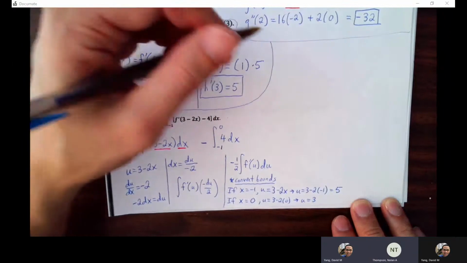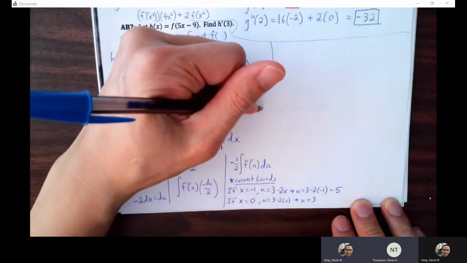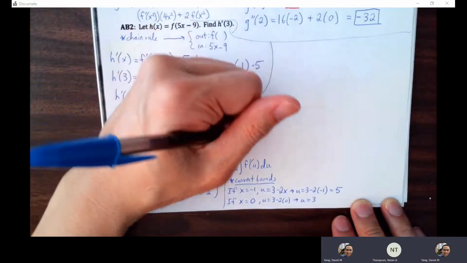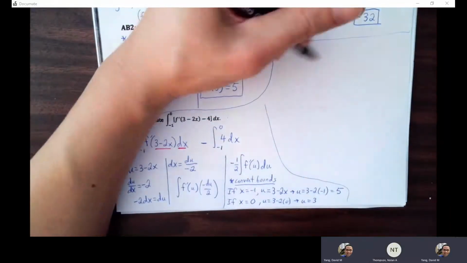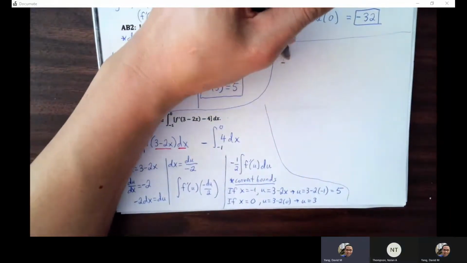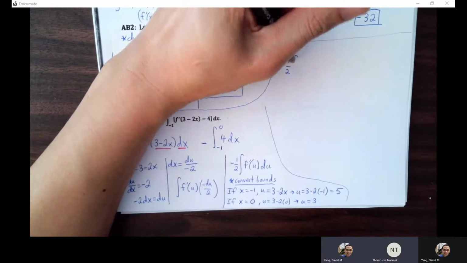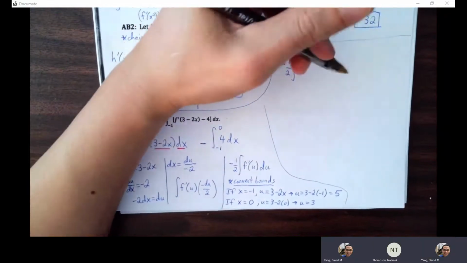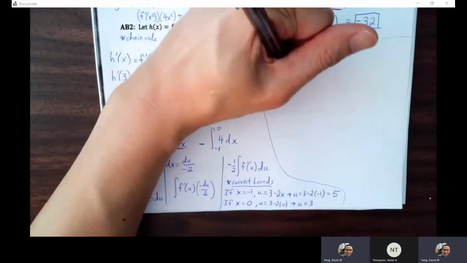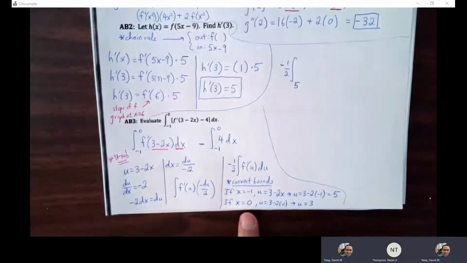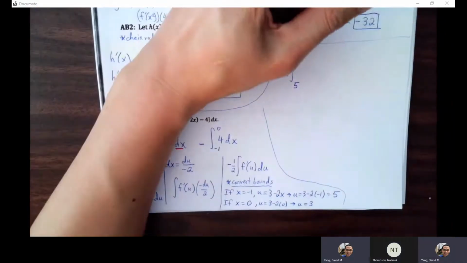Okay, let's move this problem up here. Lower bound was -1, now it's 5. Our upper bound was 0, now it's 3.